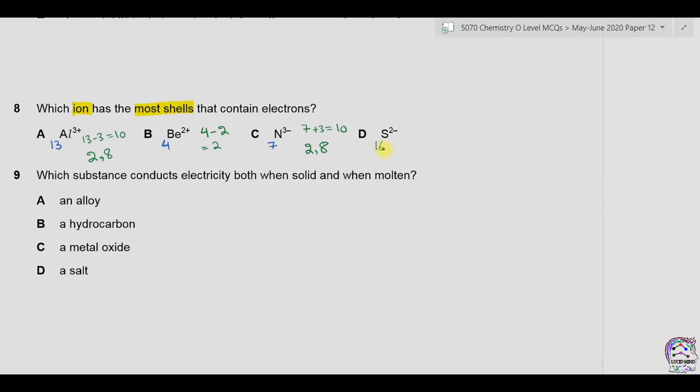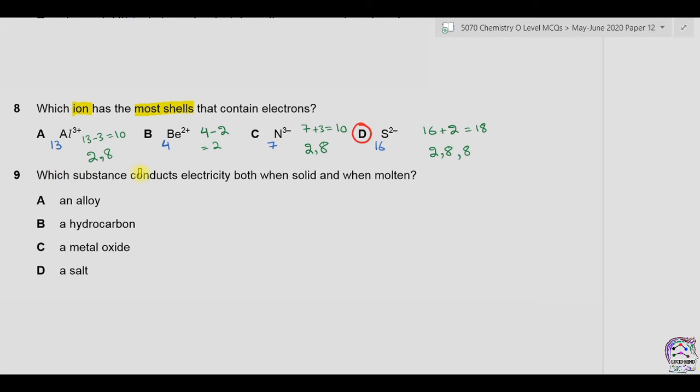In sulfur, the atomic number is 16 and the charge is -2, so the number of electrons will be 16 and 2, 18. And there will be 3 shells. In the first shell we will have 2 electrons, in the second shell we will have 8 electrons, in the third shell we will have 8 electrons. So therefore answer is D.